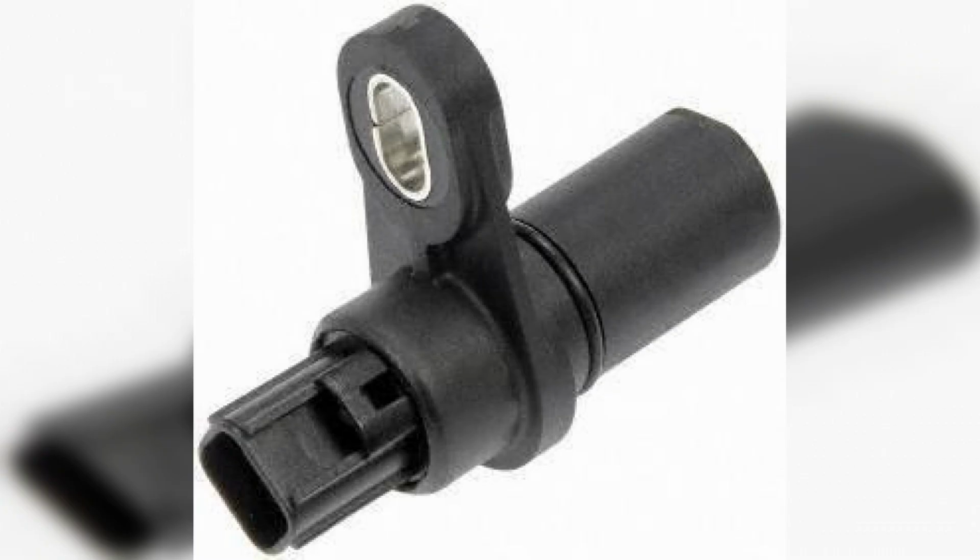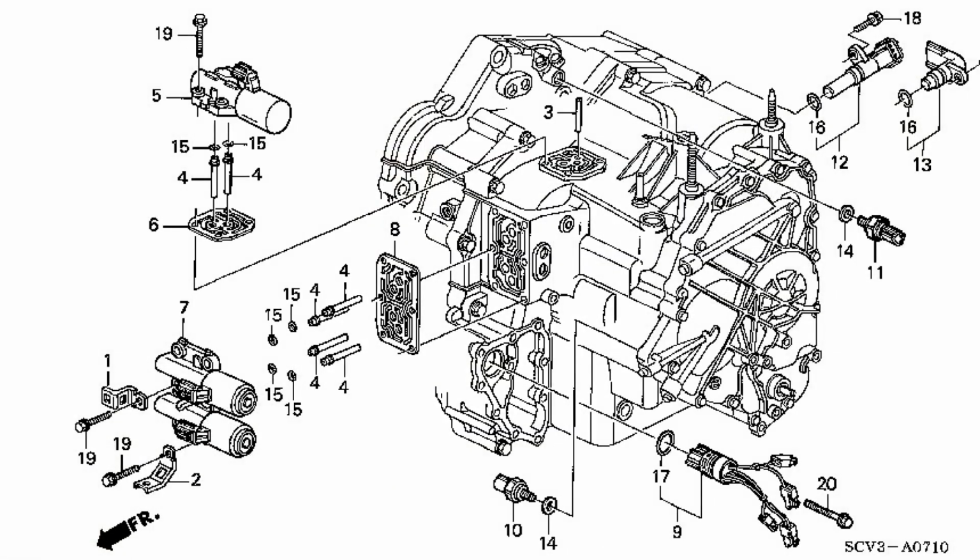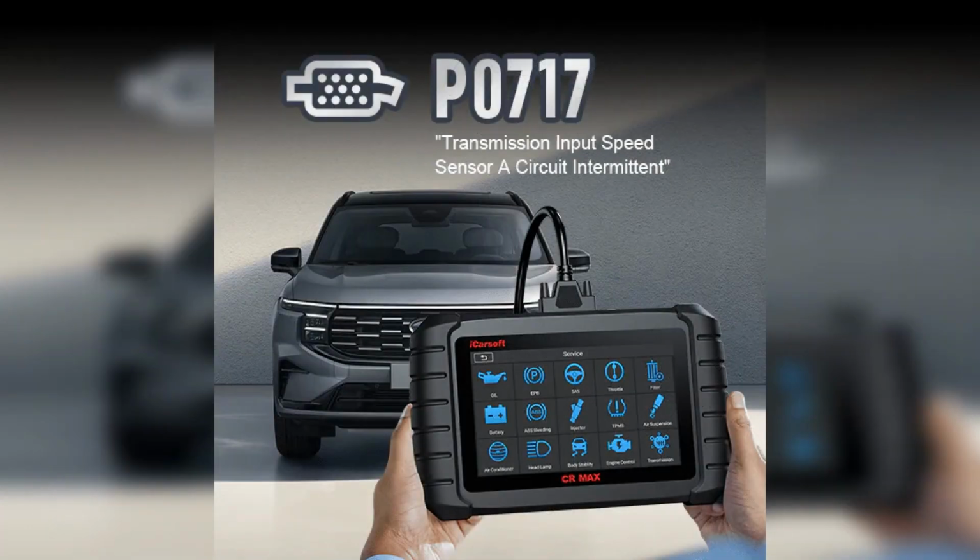What are the possible causes of code P0717? Keep in mind that the P0717 code can be caused by several different factors, depending on the make and model of your vehicle. Here are the most common causes of P0717: faulty input speed sensor, a problem with the speed sensor circuit, a problem with the powertrain control module or transmission control module.